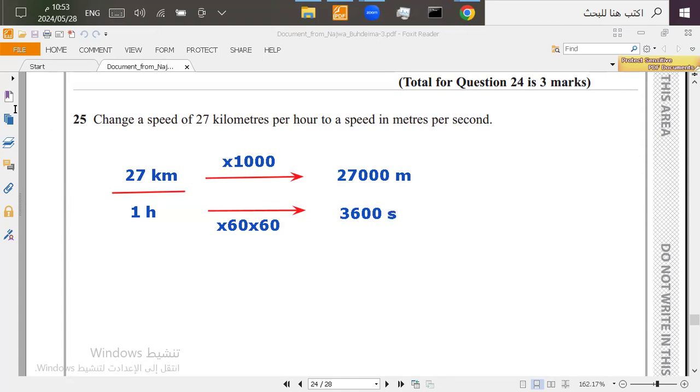So here, we turned the kilometers into meters, and we turned the hours into seconds. Now we just do the dividing part, and we will get the answer in meters per second. So 27,000 divided by 3,600, okay? And the answer is 7.5. Let's write it here, 7.5 meters per second.